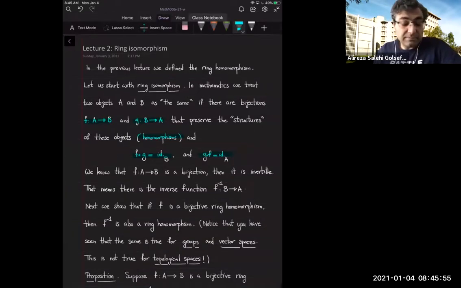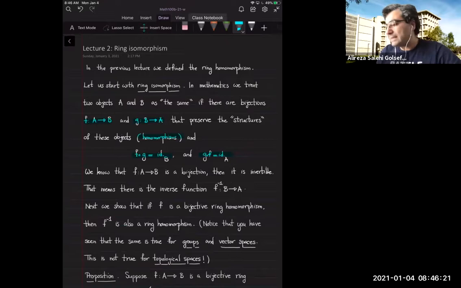Now, you've seen this point of view in linear algebra when you were working with vector spaces. You've seen isomorphisms. In that case, we say F and G are isomorphisms, and we view A and B as isomorphic. You've seen this in groups as well. Now we are going to use the same point of view for rings.